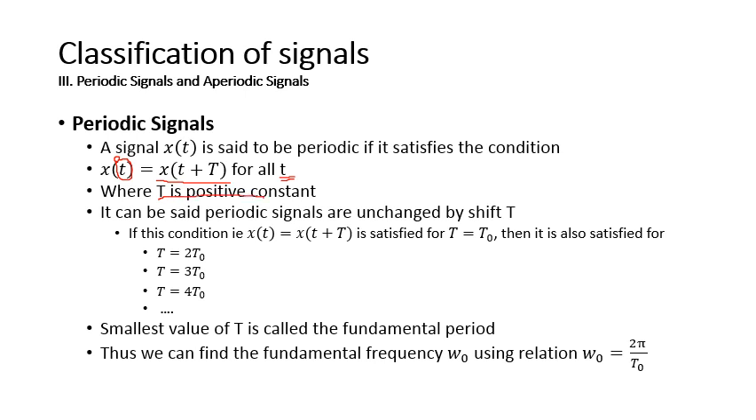So it can be said a periodic signal is unchanged by the shift T. That means if we shift the periodic signal by an amount of T, it will be unchanged, it will have the same values, right? So if this condition holds, that is x of t equals x of t plus the capital T, that means if this is satisfied for T equals T naught, then it is also satisfied for T equals 2 T naught, T equals 3 T naught, T equals 4 T naught, and so on.